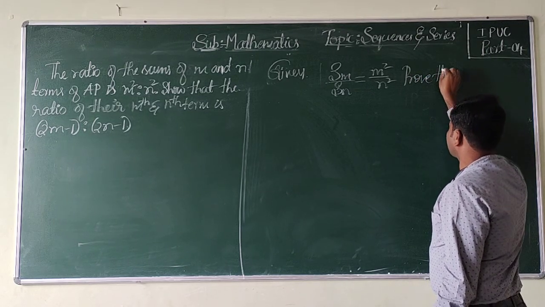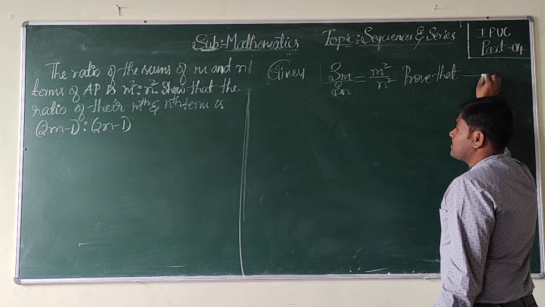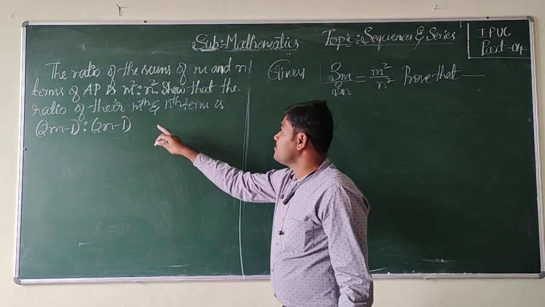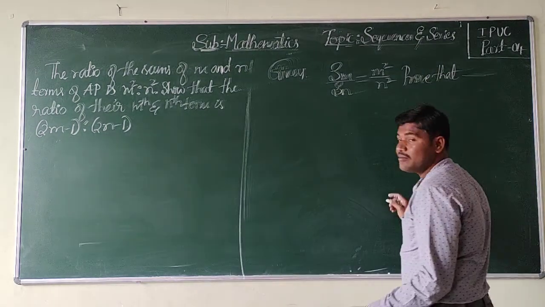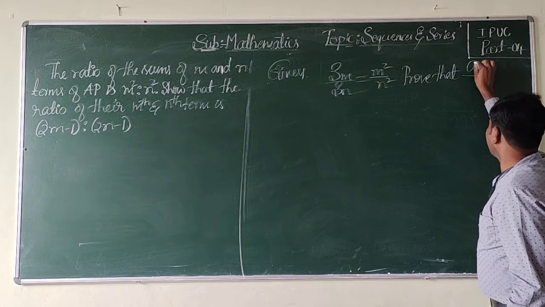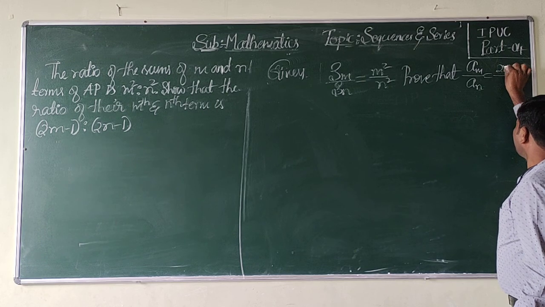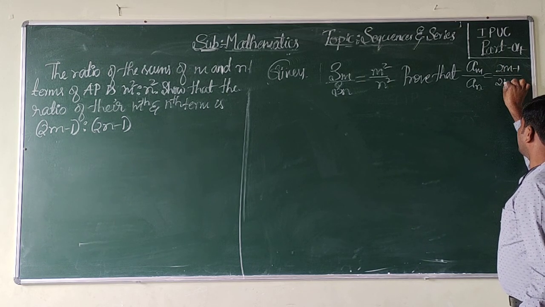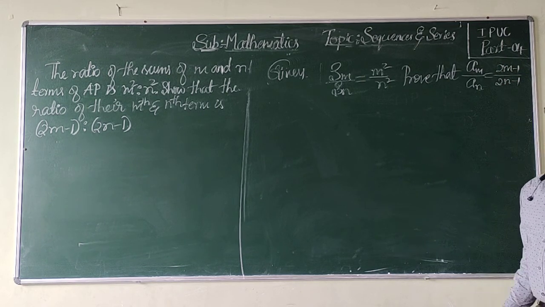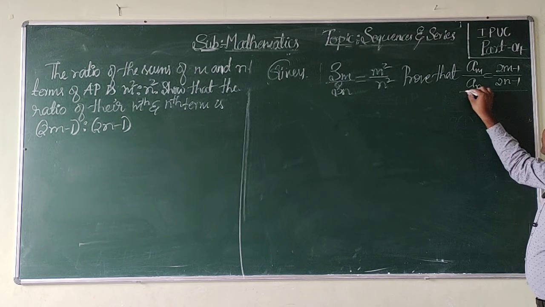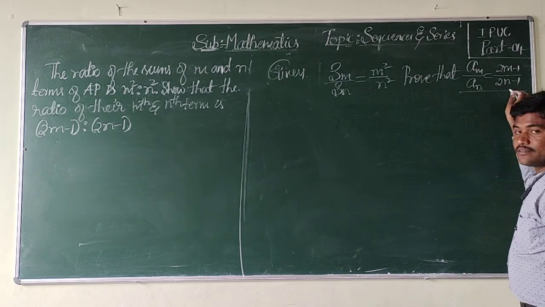we have to prove that the ratio of the m-th and n-th terms, am is to an, written as am upon an, is equal to 2m minus 1 is to 2n minus 1. Using this data, we have to prove this.